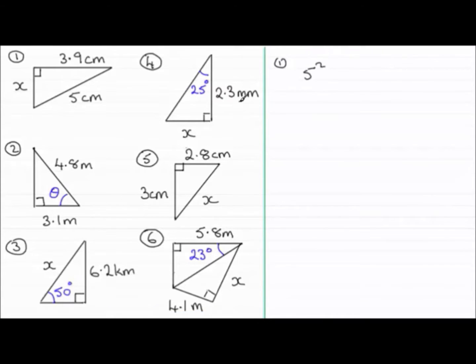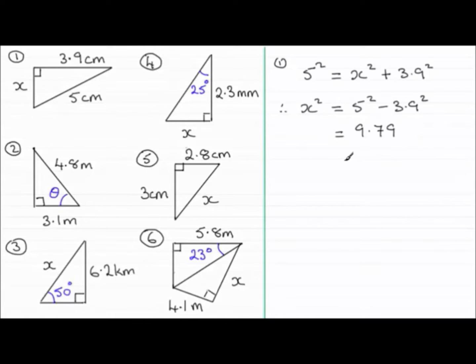We've got the hypotenuse squared, that's the side opposite the right angle, is equal to the sum of the squares of the other 2 shorter sides. So that's x squared plus 3.9 squared. Well, obviously you could write 3.9 squared plus x squared. Now you just take away 3.9 squared from both sides and you therefore have x squared equals 5 squared minus 3.9 squared. And then if you work this out on your calculator, you'll end up with x squared equaling 9.79.